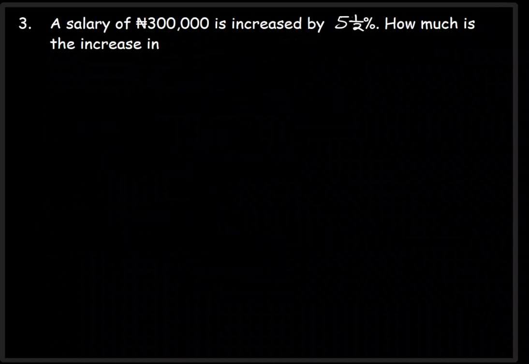Okay, let's see. Number 3: the salary of 300,000 is increased by 11/2%. How much is the increment in naira? All right, so solution.